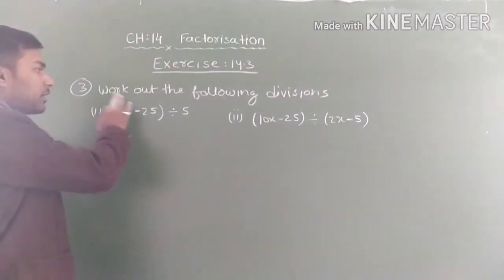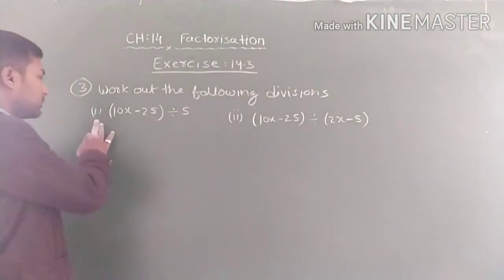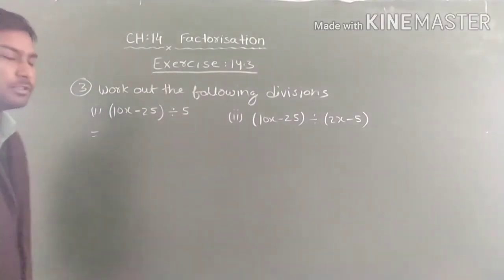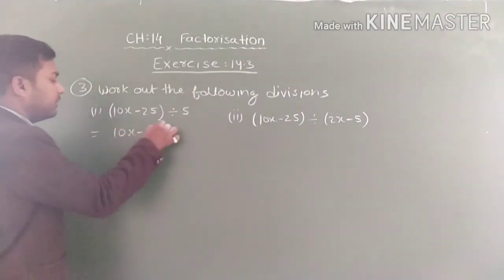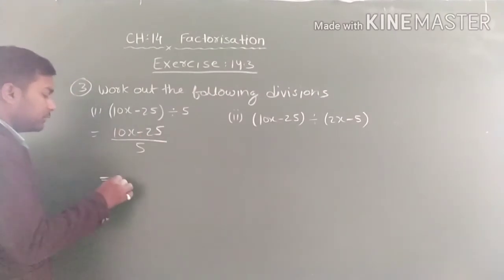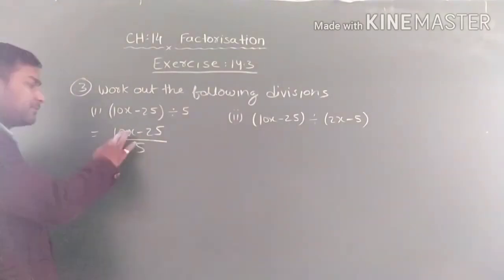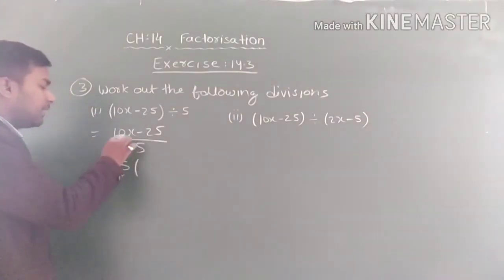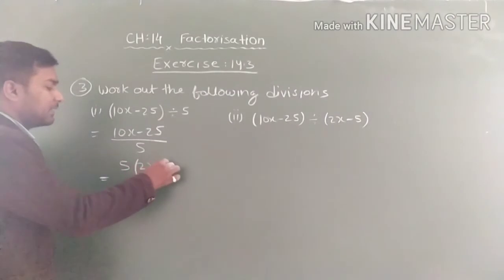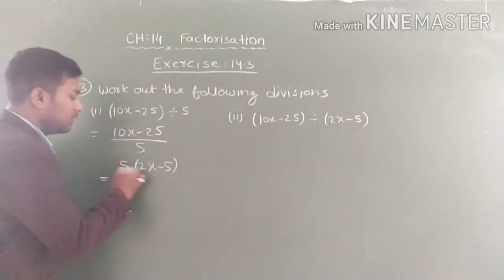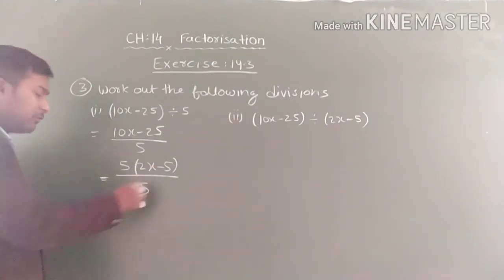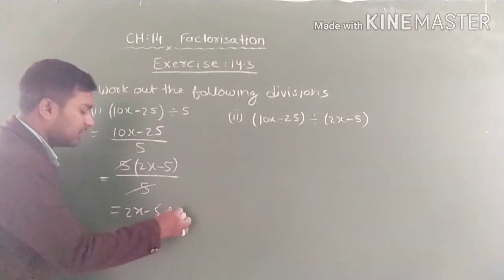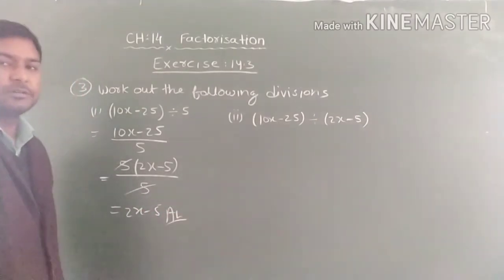Question number 3. Work out the following divisions. First question. This is given 10x minus 25 divided by 5. So we can write 10x minus 25 divided by 5. So we have to take common. So 10x minus 25, what is common? 5 is common. Okay, so it will be 5 times 2x minus 5 times 5, divided by 5. Now 5 and 5 will cancel out. So what is that? 2x minus 5. This will be the final answer. Okay, so it's very easy.